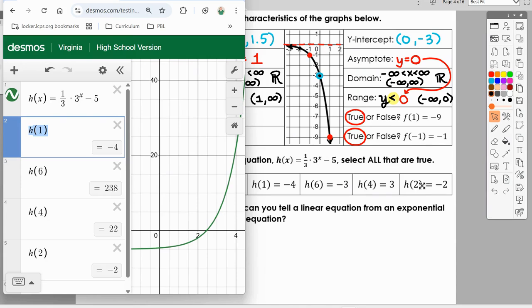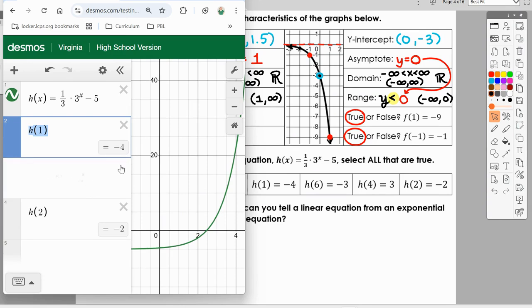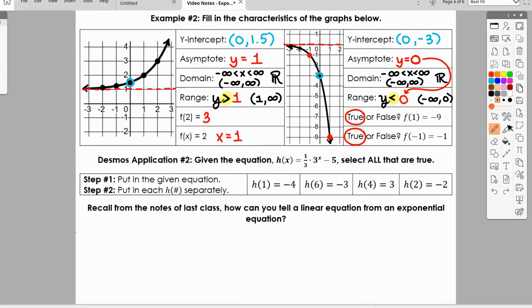I go ahead and see that the only two that are true are going to be the first and the last one here. H of 1 does come out to be negative 4. As you see, h of 6 is actually 238, not negative 3 here. H of 4 is actually 22, not 3. So these are the only two we can select here. I'll go ahead and shade them, and you should as well.